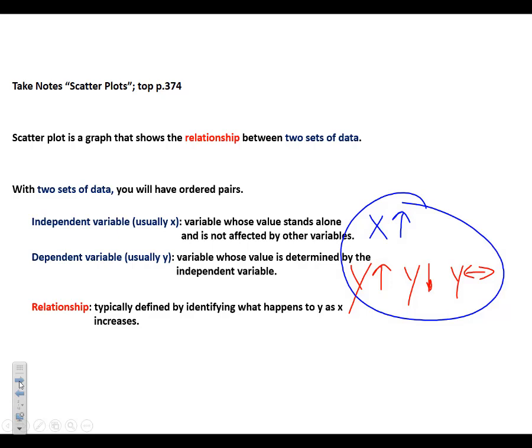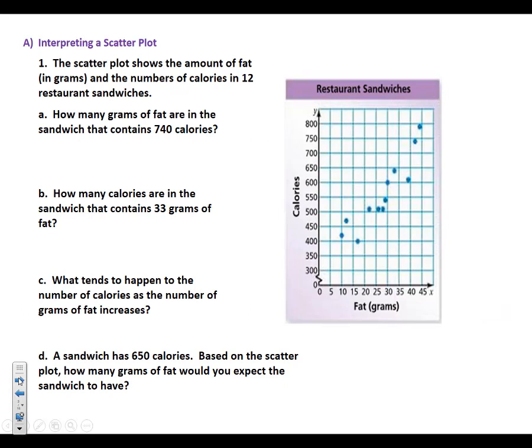So we're going to start with this example on interpreting a scatter plot. First thing I like to do anytime I'm given a graph is I like to look at it. I like to say, what information is given to me before I even read about any questions? So I can see the title says restaurant sandwiches. I can see that my x-axis is grams of fat and that my y-axis is the number of calories. And then I can see that there's, I don't know, 10, 12 or so dots on there. I'm kind of guessing. And then now I can say that, hey, I'm talking about fat and calories in restaurant sandwiches.